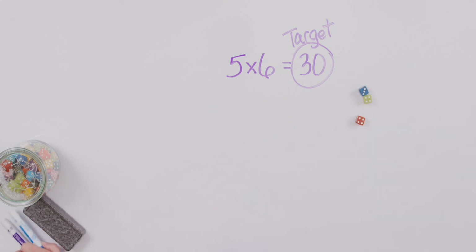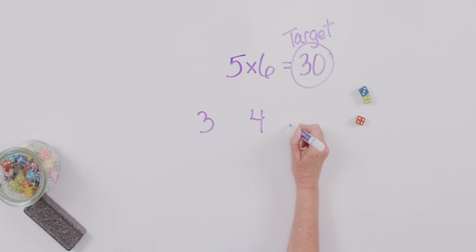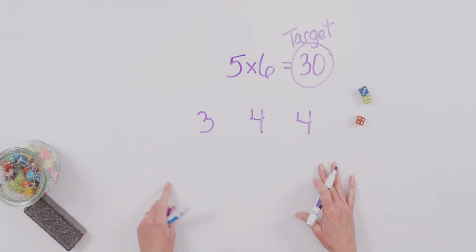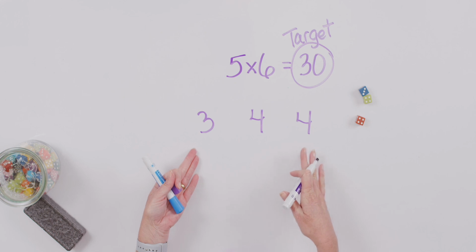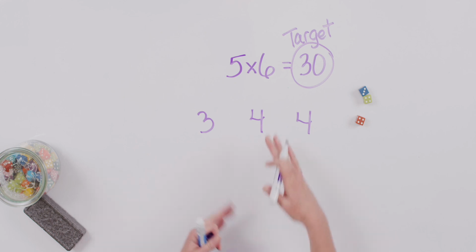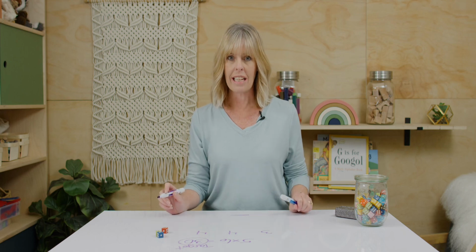3 numbers. So I have 3, 4, and 4. Now with these 3 numbers, I can move them around any way I want. I can't combine them. I can't make 34. So they're all individual digits. But I need to add operations in here to try to get as close to 30 as I can.